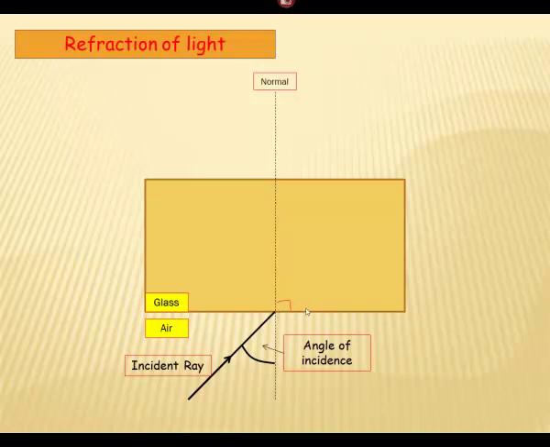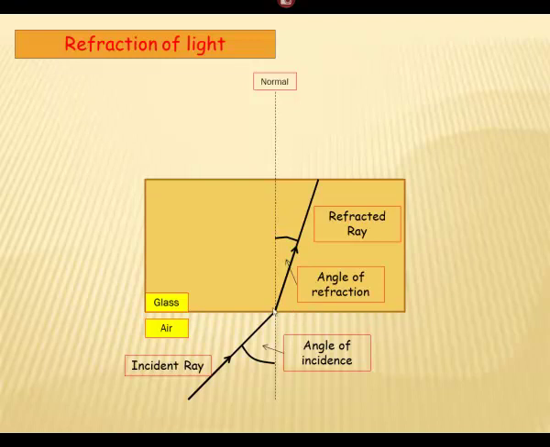Now, this is what happens. As the light comes in, it bends. You can see here the light is bending, and this bending forms what's called the refracted ray. And we've got two angles we're interested in, the angle of incidence here and the angle of refraction here. Both of those are very important as you progress through this.